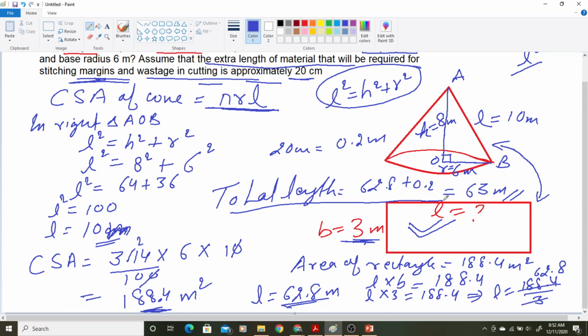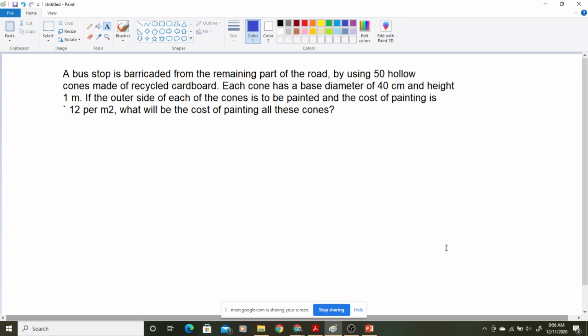This is your complete answer for the question, the length of the cloth. Breadth हम लोगों को पहले ही दिया था. We have to find the length, we have to make this kind of tent. So first we have to find out the CSA, and the same CSA we have taken as the area of the rectangle, because the cloth is same. उसी cloth से हम लोगों ने tent बनाया है. So we have found out the length from this formula, length into breadth. Then 0.2 meter, that much is the wastage, so we will add that also. That means 63 meters.